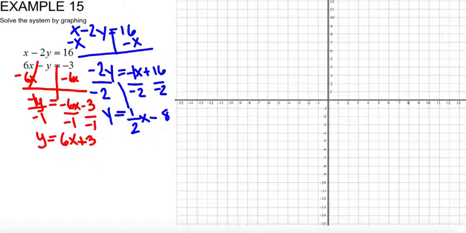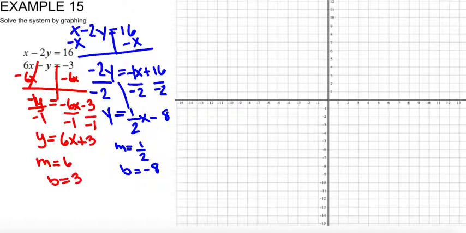Alright, so now in order to graph, I have to figure out my slope and my y-intercept. The slope of the first equation is 1/2, and the y-intercept is negative 8. The slope of the second equation is 6, and the y-intercept is 3.